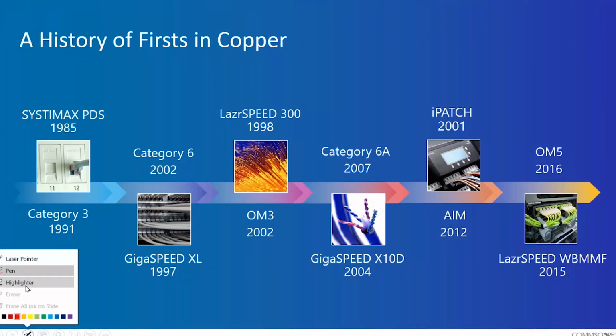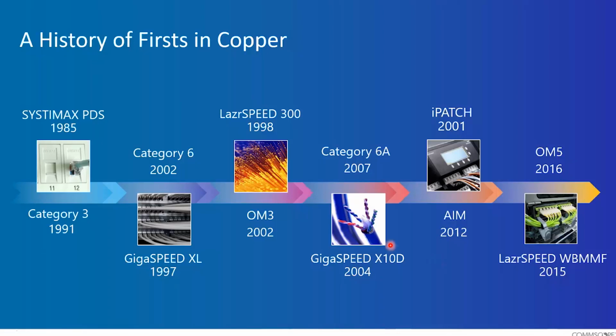So we got something called Gigaspeed X10D. Compared with the XL, we got something called X10D. In 2004 itself, we still have some customers who got installed with this Gigaspeed X10D, which became a Category 6A in 2007. So this is all about the copper.